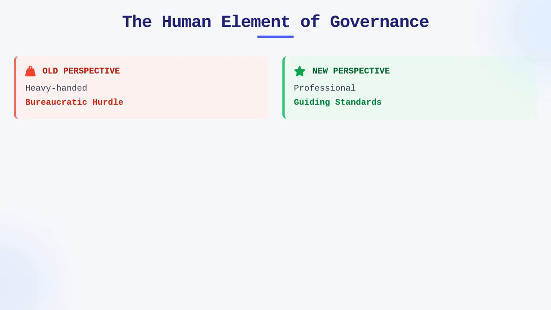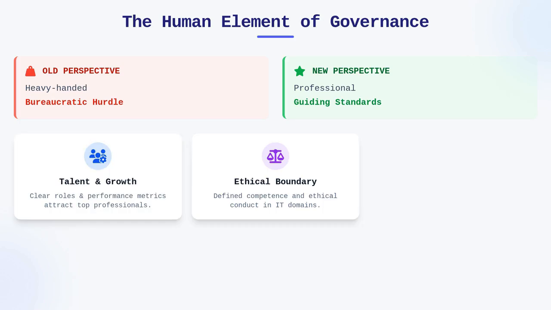We also need to address the human element, which is the culture, ethics, and behaviors that are shaped by formal governance. When governance is implemented correctly, it moves away from being a heavy-handed bureaucratic hurdle and instead becomes a set of professional standards that guide how people interact with data and technology. It defines the expected level of competence and the ethical boundaries that govern professional conduct within the IT domain. This clarity helps in attracting and retaining talent, as professionals generally prefer working in environments where roles are well-defined and success is clearly mapped to performance metrics.